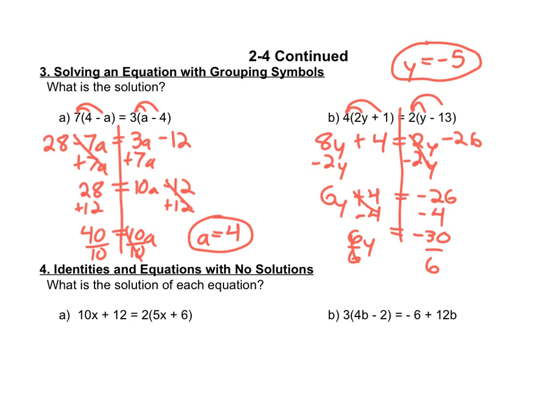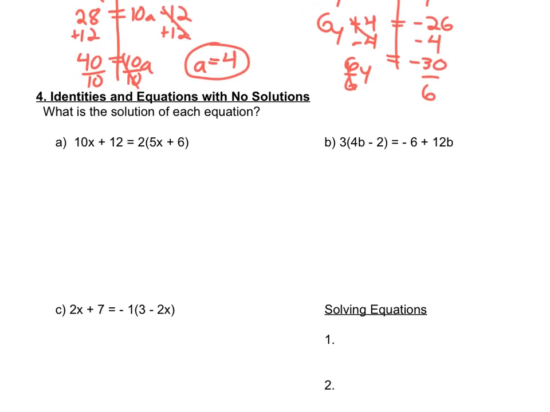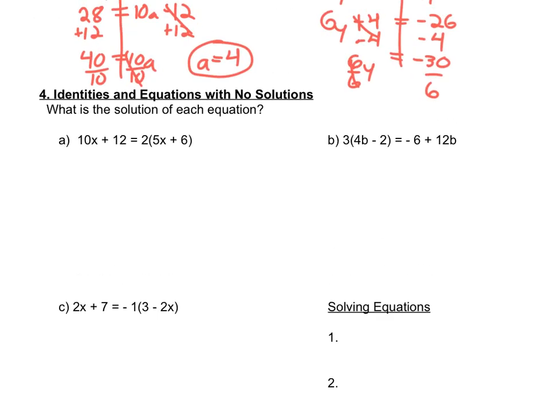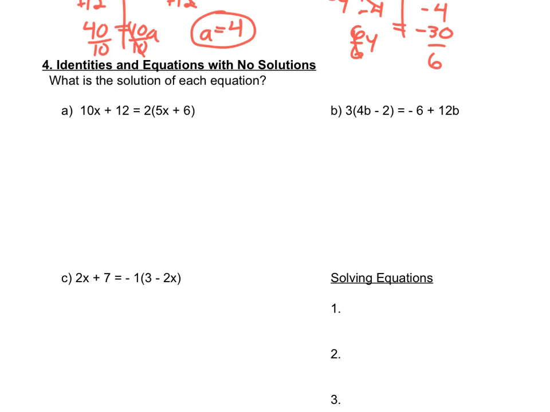Okay? So every equation we've solved up to this point has had exactly one solution. A equals 4 is one solution. Y equals negative 5 is one solution. The next step is to talk about equations that may have no solutions, okay? Or an equation that's an identity. So we're going to notice something special about these equations, right?